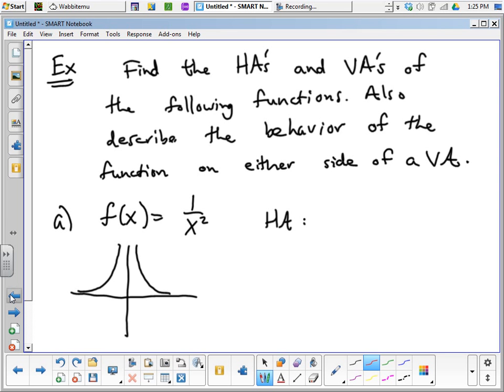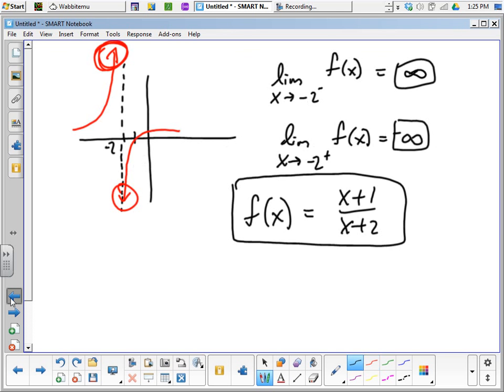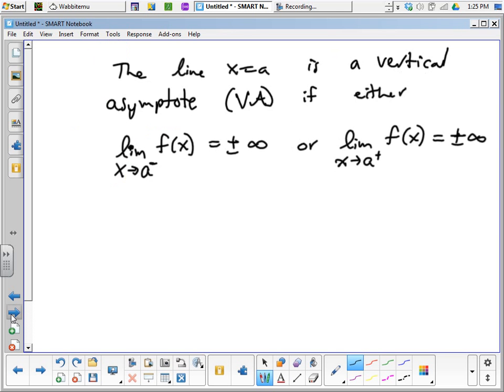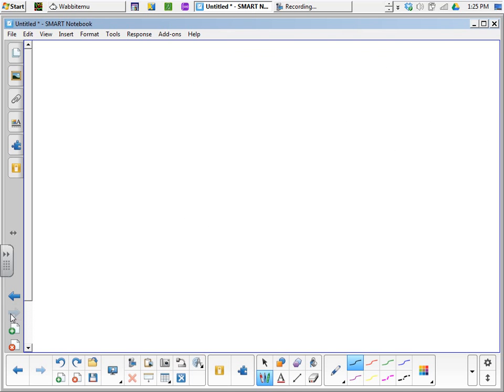Okay, so what you do on this, if you looked at yesterday's lesson, to verify that this really is an HA, you do a limit as x goes to infinity. And then you do a limit as x goes to negative infinity. Okay, so that's what we're going to do. So we're going to formally show that y equals 0 is an HA. Okay, so why is it an HA? It's because of the limit, not because of the graph.